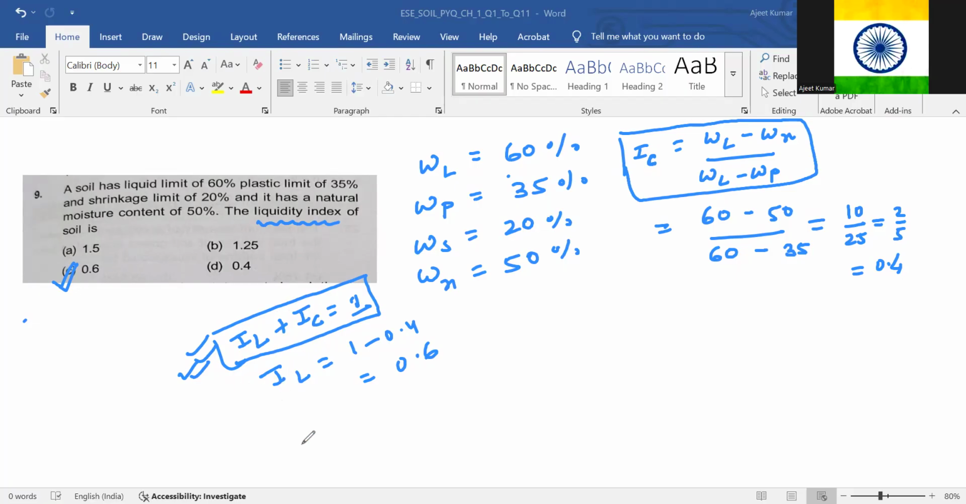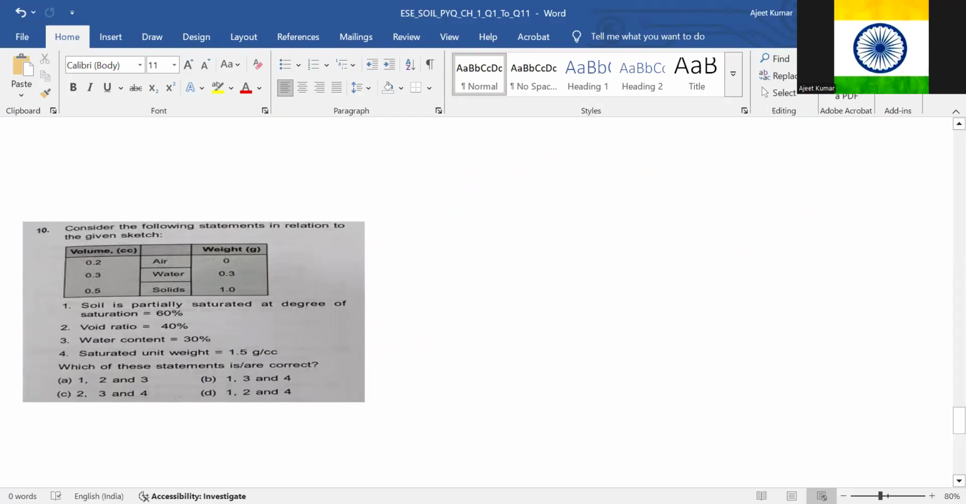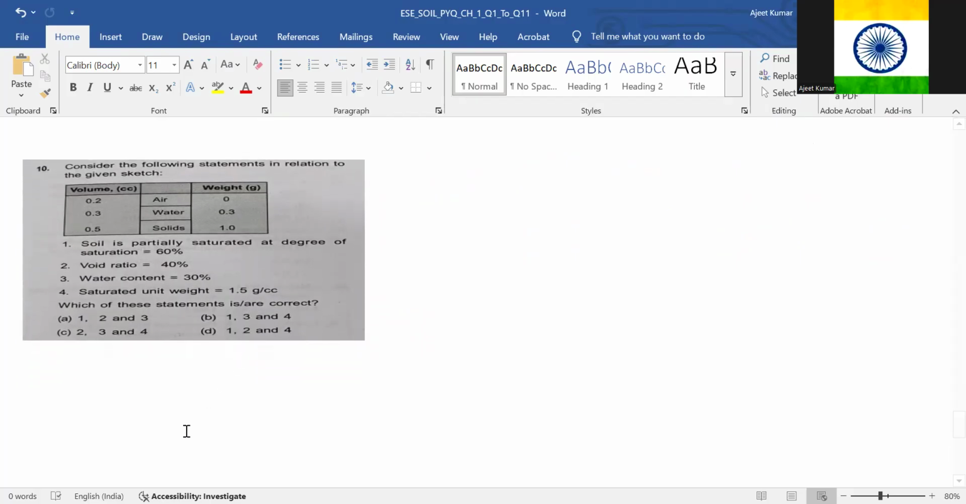So the next question is question number 10. Very good question. What is it saying? Consider the following statements in relation to the given sketch. The volume of air is 0.2 cc and its weight is approximately 0, exactly 0. Water present in the soil has volume 0.3 and weight 0.3.